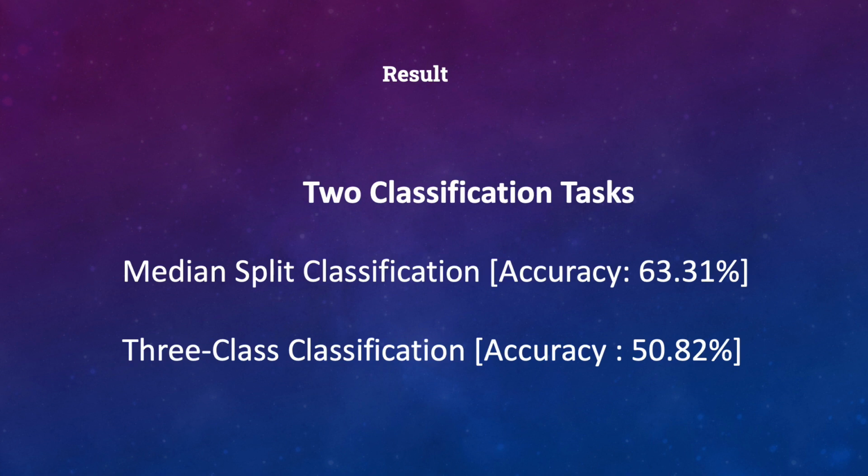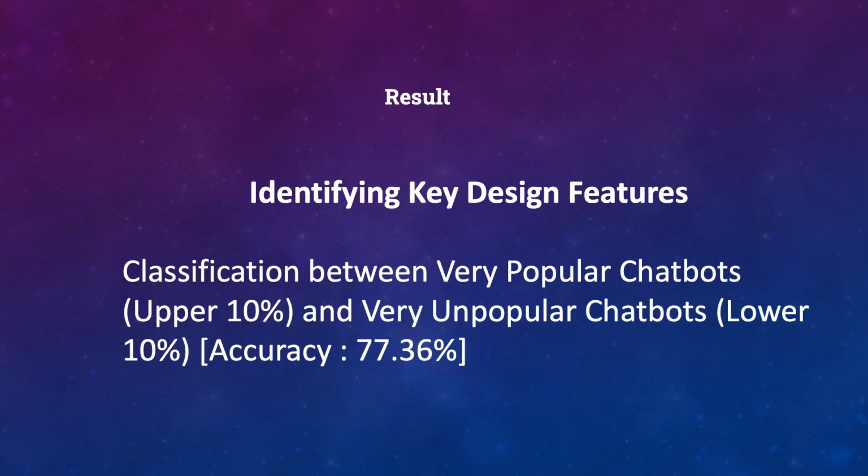First, for the median split classification task, our prediction accuracy is about 63%, and for the three-class classification task, our accuracy is about 51%. For the classification task between very popular and very unpopular chatbots, the prediction accuracy is about 77%. These classification results indicate that it's possible to predict chatbot popularity before deployment and give early-stage diagnosis.